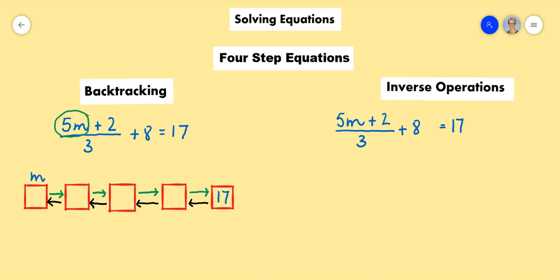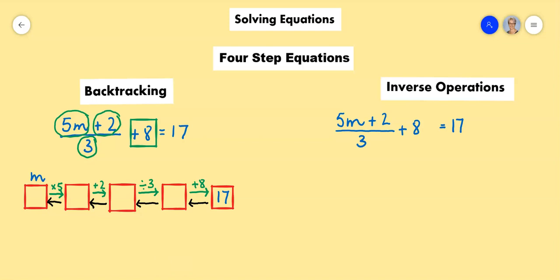So on our flowchart, we're going to put times 5. The next thing that we do is we add 2, so then we put on our flowchart plus 2. The third thing that we do is divide by 3, so on our flowchart, divided by 3. The last thing that we do is we add 8, so on our flowchart we put in plus 8.